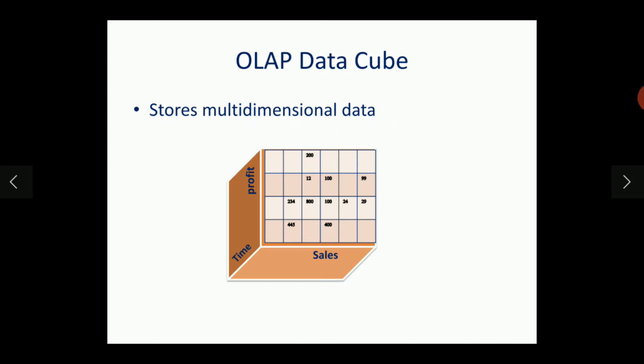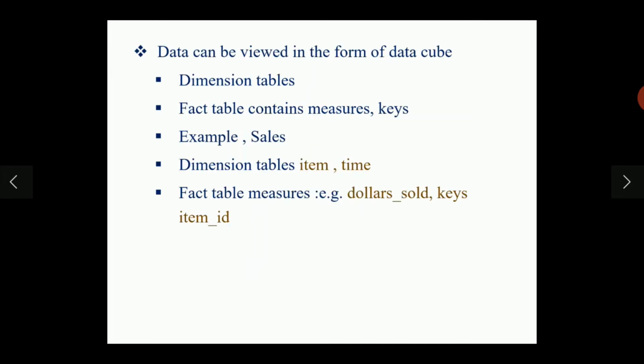OLAP data cube. OLAP basically handles multidimensional data. To handle the multidimensional data, the data is represented in the form of a data cube. In the diagram, you can see it is three-dimensional: time, sales, and profit. Each cell represents the corresponding sales and profit over a time dimension. The data can be viewed in the form of a data cube.